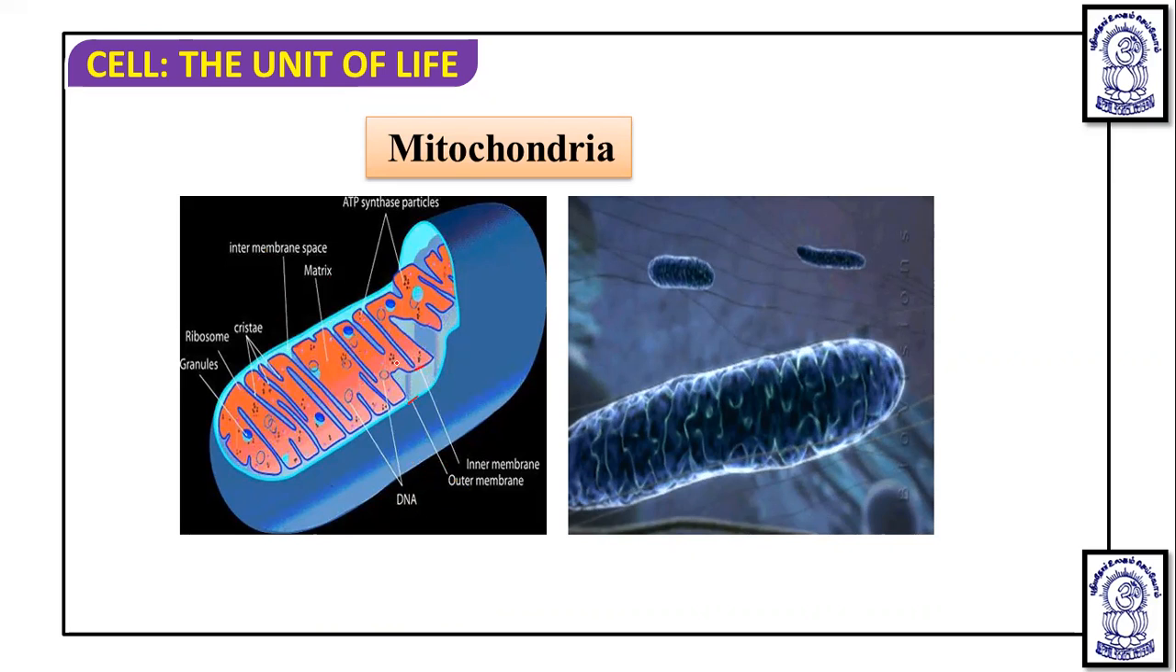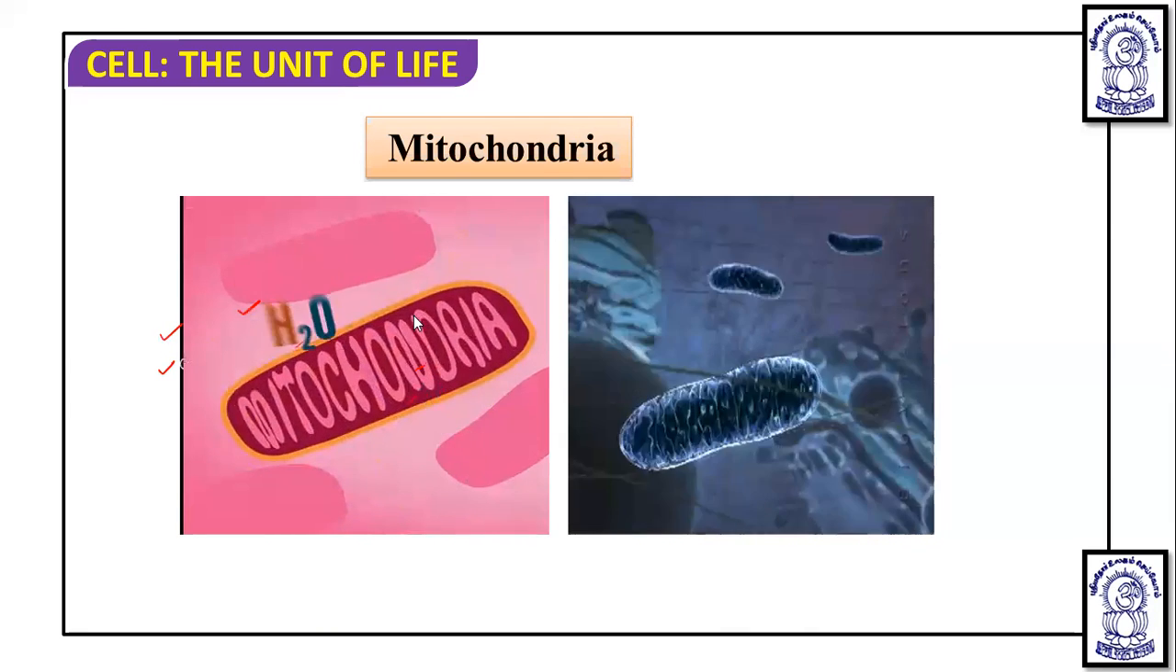The inner membrane is showing a folding, and these foldings are known as cristae. Within the inner membrane you will find a lumen, or we can say the mitochondrial matrix. In the mitochondrial matrix you will see the presence of ribosomes and granules. These all things are seen, but it is not clear what is there in the structural part. So let's draw one diagram.